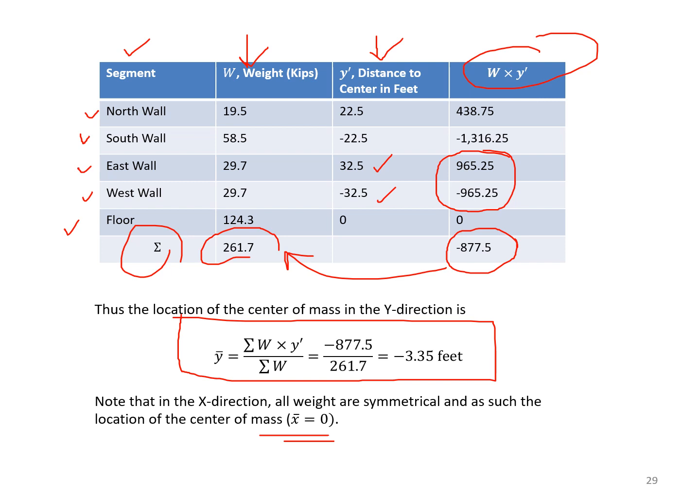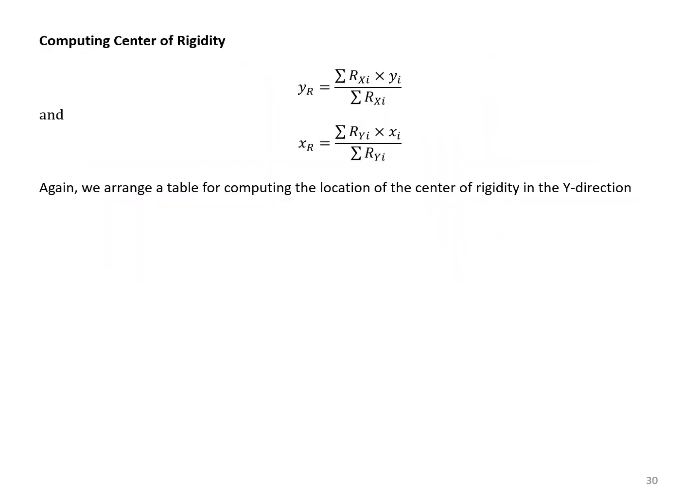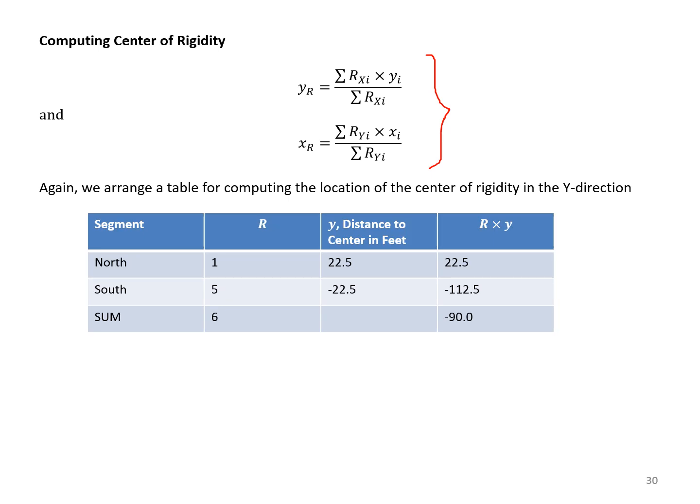So continuing the calculations for the center of rigidity, these are the equations that we discussed earlier. Again, the best thing is to put a table together. So I put a table. Here I have a segment. So what does it mean by segment? That means which resisting element. So north element, south element. We only have two, right? We have only two in the x direction.